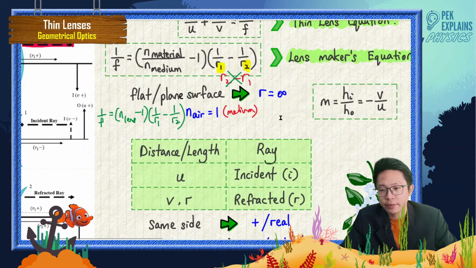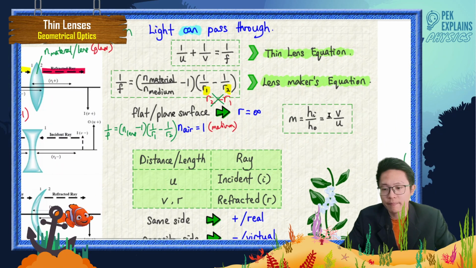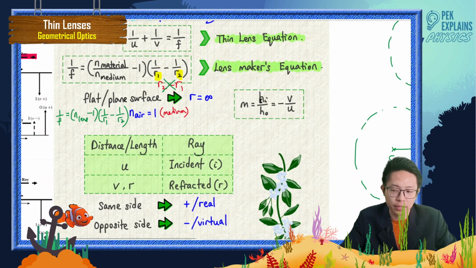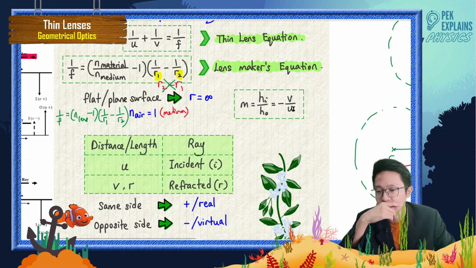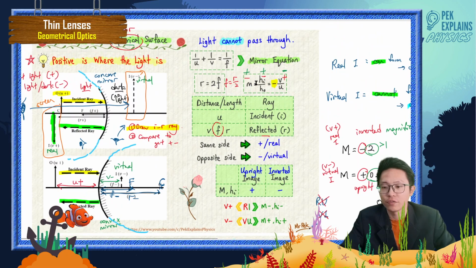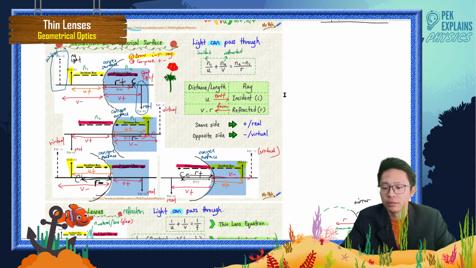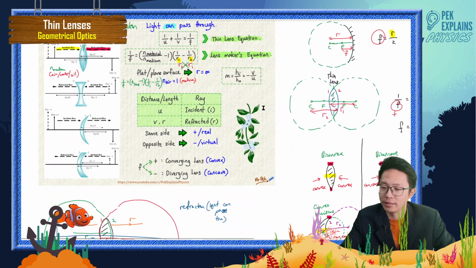Okay, and of course for magnification we also use the same formula: hi over ho, the height of image divided by the height of object, equals negative v over u. Okay, negative v over u. So it's the same as the mirror. Mirror also uses the same magnification formula.